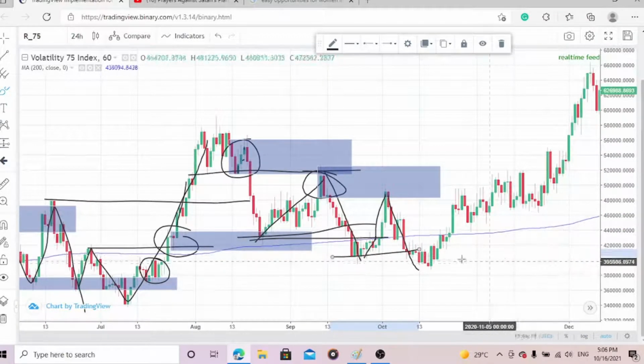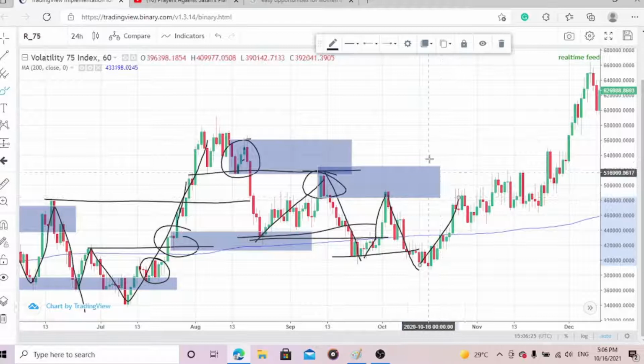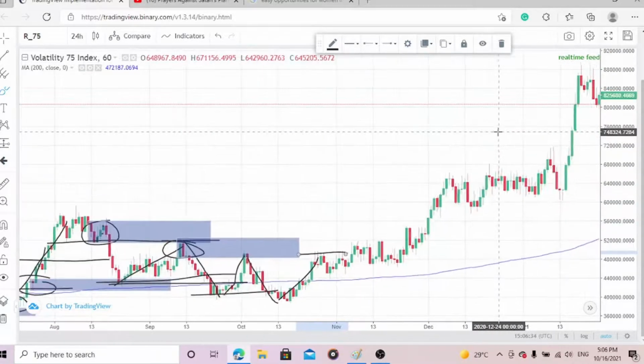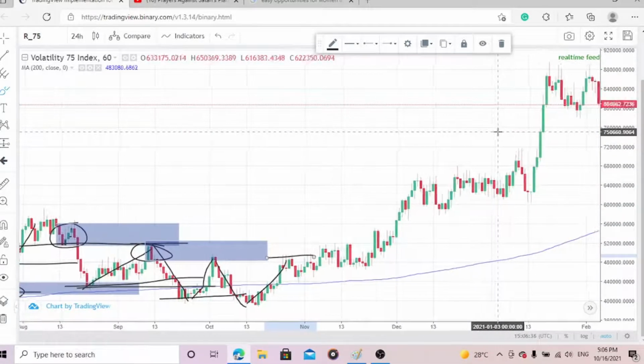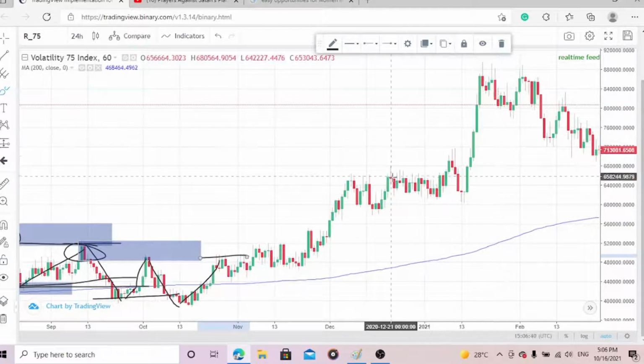Okay, so you could have taken this trade. The market went back up, retested this order block again, just a little, and broke to the upside. So that's all the market is doing, guys. That's all the market is doing, nothing else.